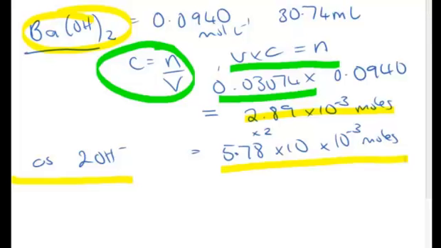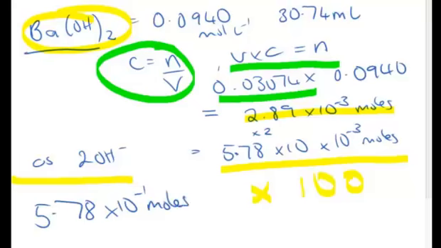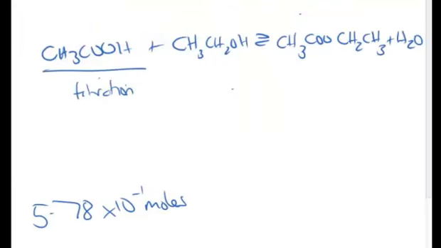Now the other information we've been given is that this is the acid in 1/100th of the reaction mixture, so we need to times that by 100. That's just a matter of shifting the decimal point a bit, and we'll end up with 5.78 times 10 to the negative 1 moles. Okay, so that's the first part.